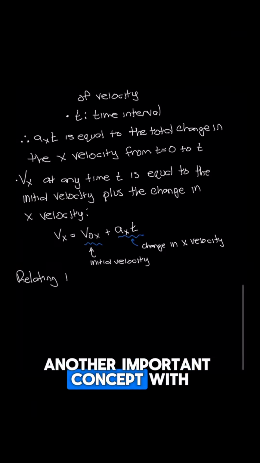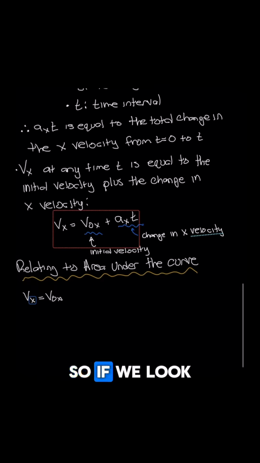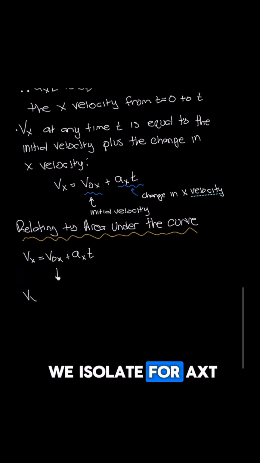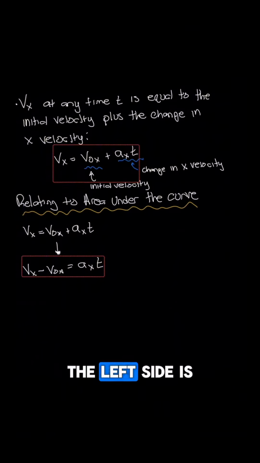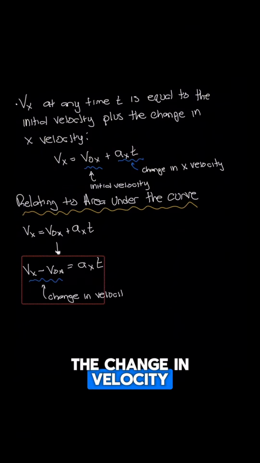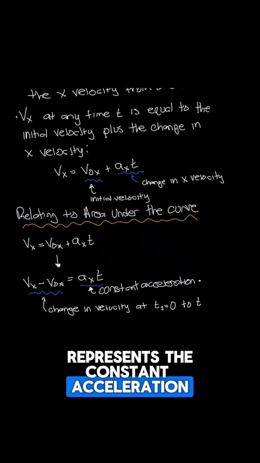Another important concept with constant acceleration is relating it to the area under the curve. So if we look at the equation and we isolate for axt, we get vx minus v0x equal to axt. The left side is going to be equal to the change in velocity from t1 equals 0 to t. And the right side represents the constant acceleration times time.